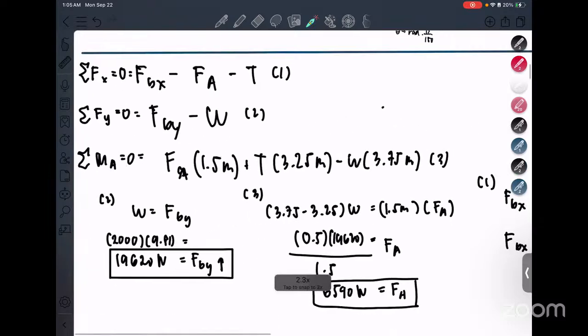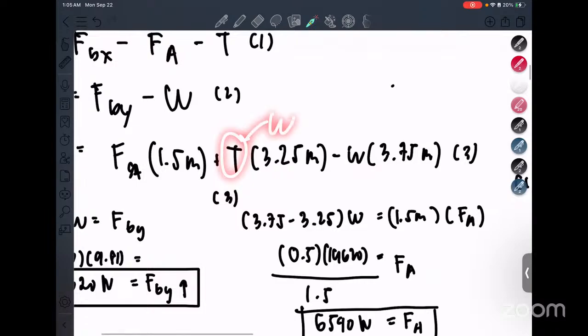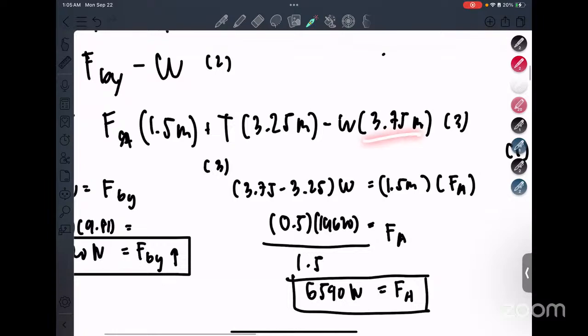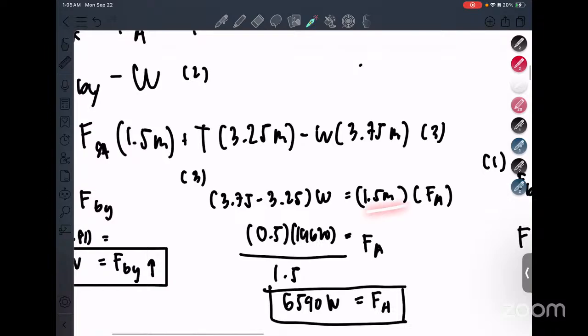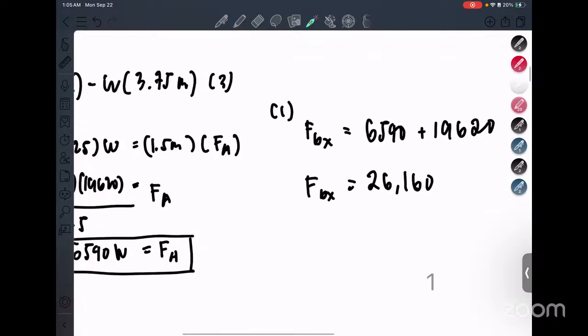So what I did here is I just transposed these two terms to the left-hand side, and then I just made this W because they're just equal. So 3.75 minus 3.25 naging positive siya. Ito naman, since positive yung sign, naging negative. Group them together under W because that's equal to T. That's equal to 1.5 meters times FA. Moving things around, you get this. And therefore, FA is equal to 6,540 newtons.